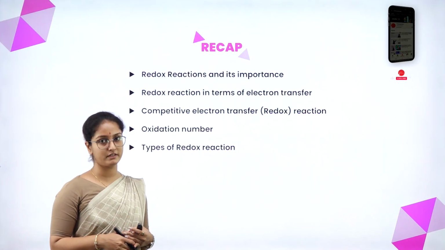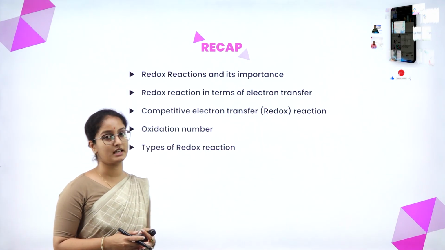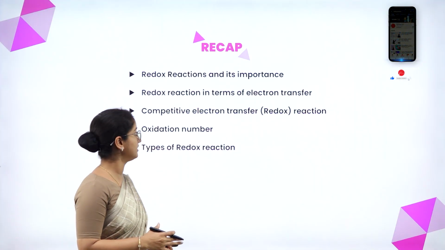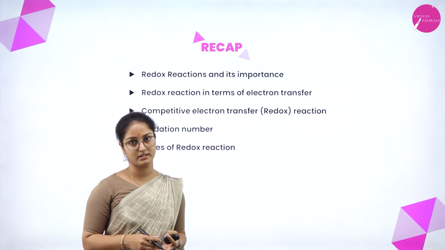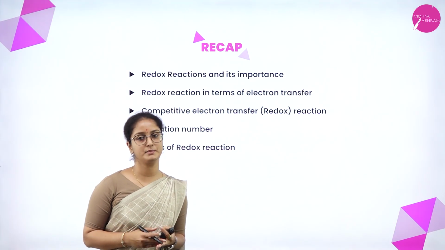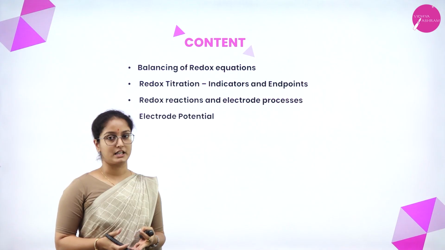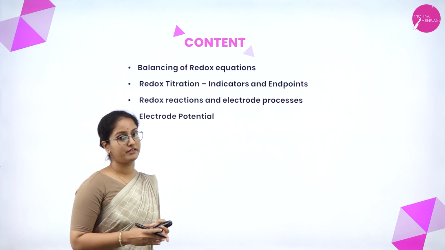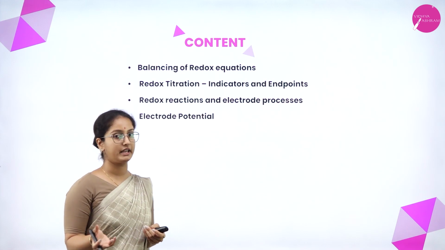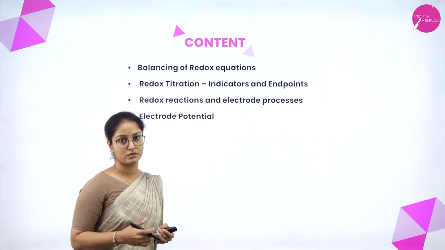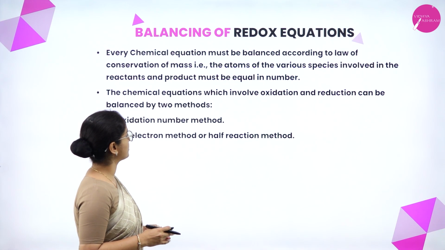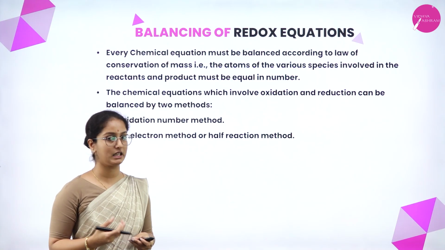In the previous session we have learnt about redox reactions and its importance, redox reaction in terms of electron transfer, then competitive electron transfer during redox reaction and oxidation number as well as types of redox reactions. In this session, we are going to study about balancing of redox equations, redox titration, that is indicators and endpoints, redox reactions and electrode processes, also about electrode potential. So let us start with how to balance redox equations.